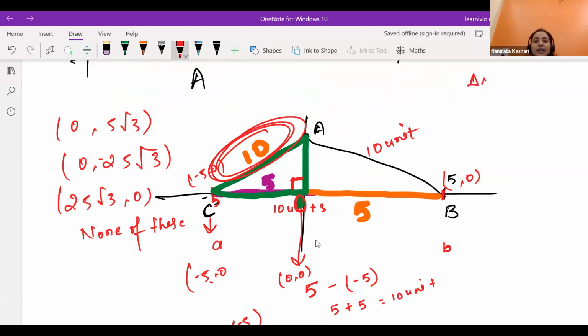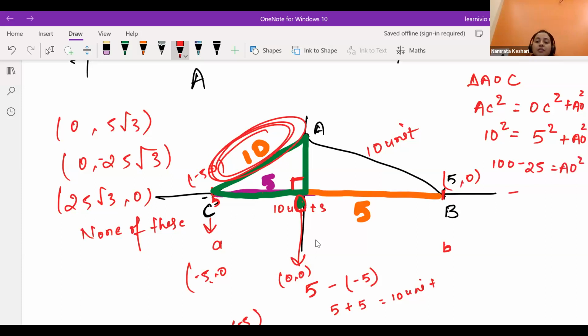Pythagoras theorem for triangle AOC. We can write hypotenuse square is equals to OC square plus AO square. Any confusion so far to anyone? No. Okay. OC we know it is 5 square. AC we know it is 10 square. AO we want to find. Okay. It is 100 minus 25. That is AO square. AO square, 100 minus 25 is 75. So from here we can find AO. That is under root 75. Yes or no?